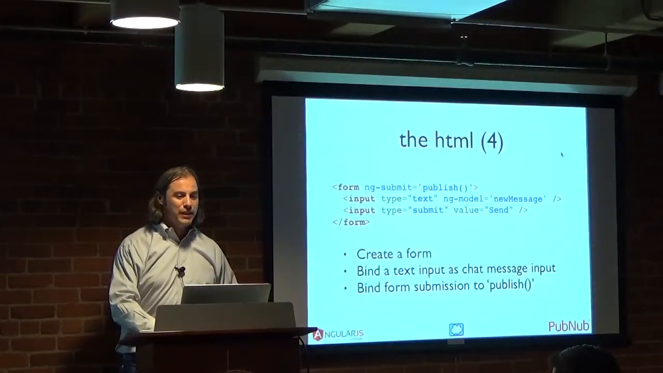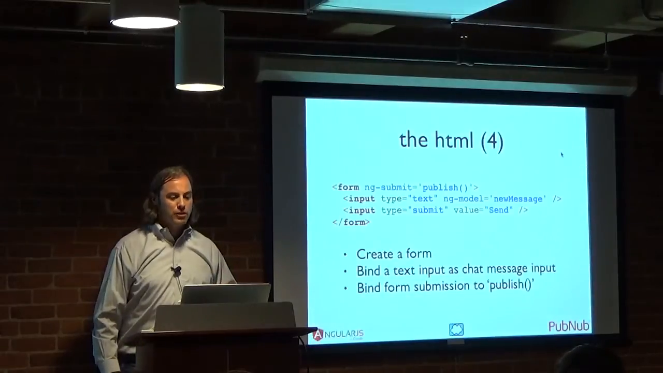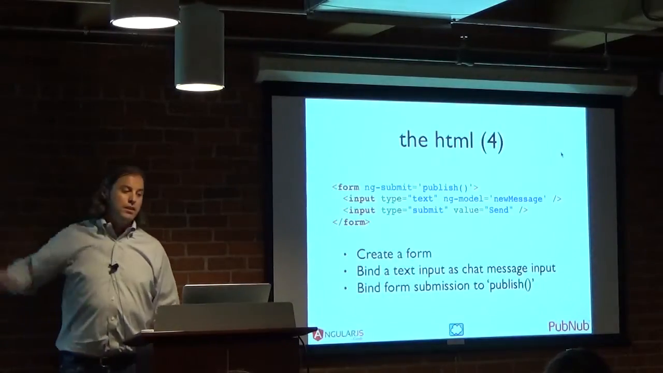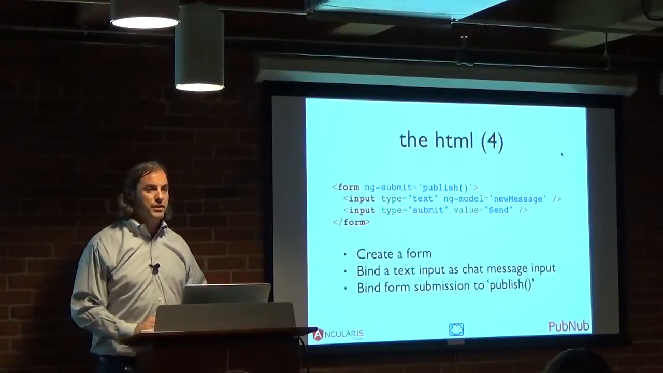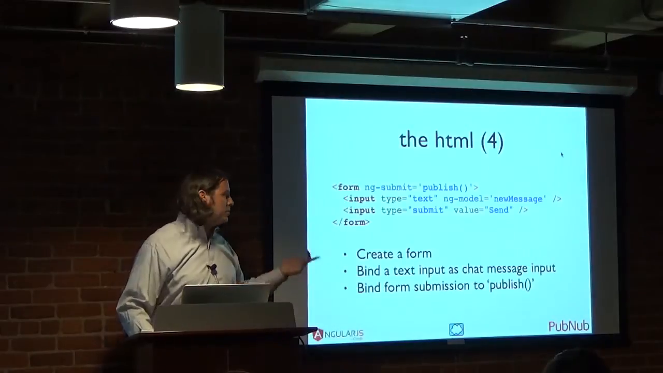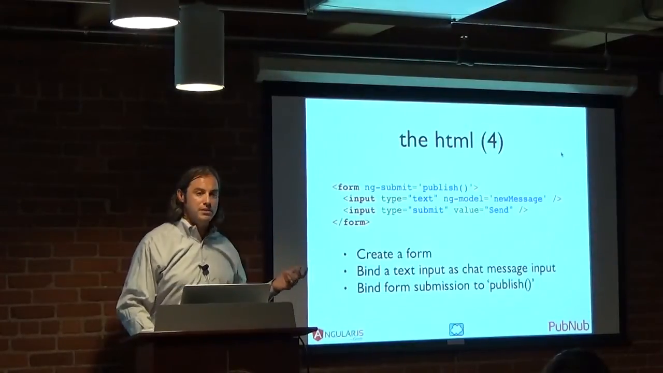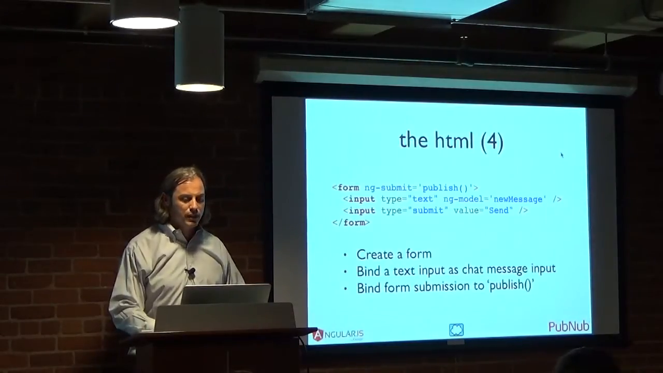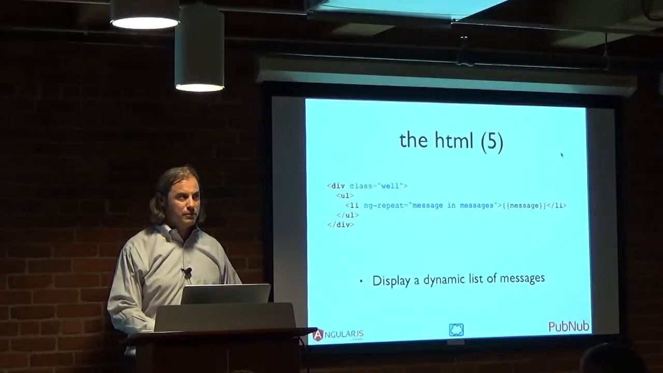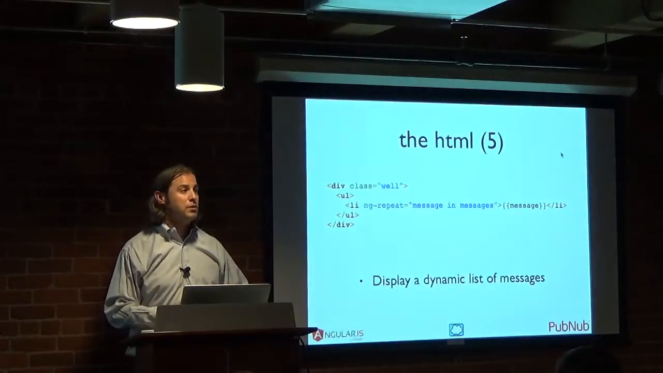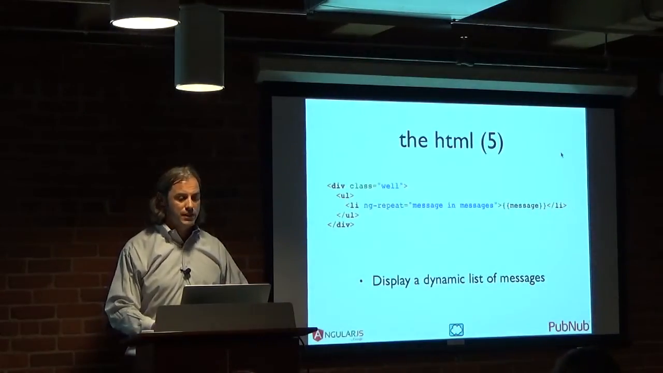Next one's a little more complicated. So we're creating a form. We're binding this text input as the chat message input, so the ng-model attribute is newMessage. And then we are just providing a button called send to call the publish function when the user clicks the link. Everyone following along? Okay, cool. Next thing is just iterating over some messages. So we have a messages collection in the scope, and that's it.